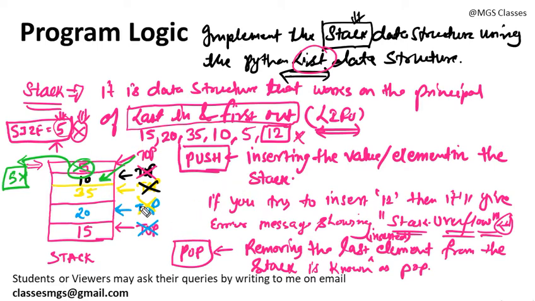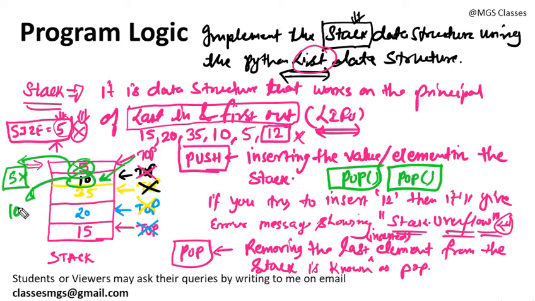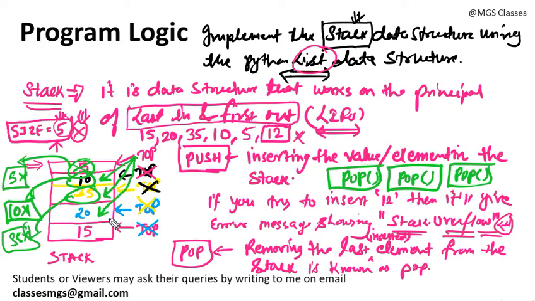If you call the pop method again, it will remove the last element. The last element at this time is 10, so this 10 will be removed from here. Now your top will point to this 35. If you call the pop method again, 35 will also get deleted and your new top will point to this 20.